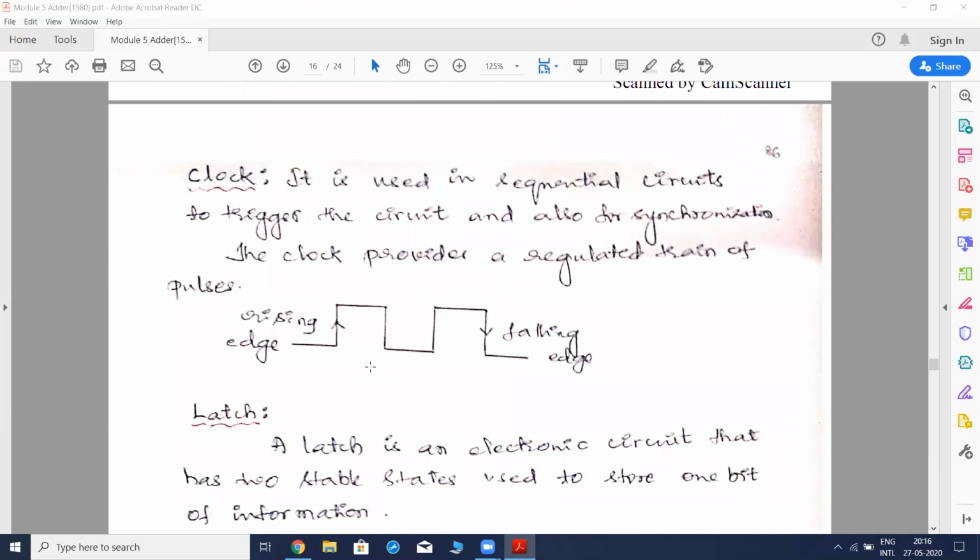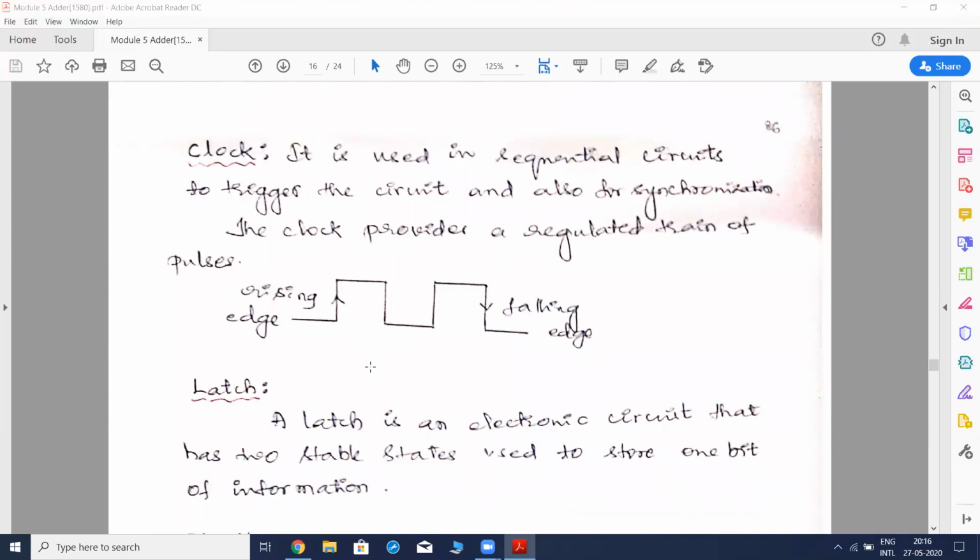As I told you, now let us see the meaning of a clock, because all sequential circuits work along with the clock signal. The clock is used in sequential circuits to trigger the circuits, as I just told you. When we give this pulse signal, the circuits become active. That is called triggering the circuit. It is also used for synchronization. The clock is used for synchronization.